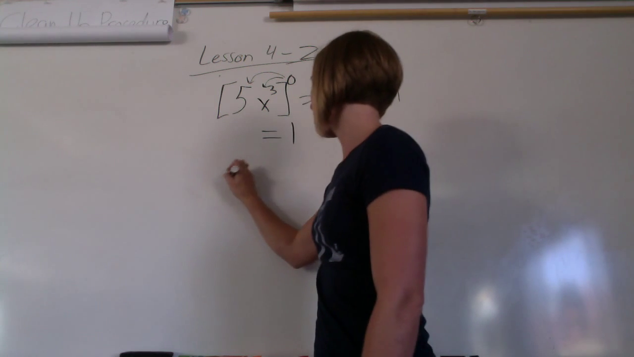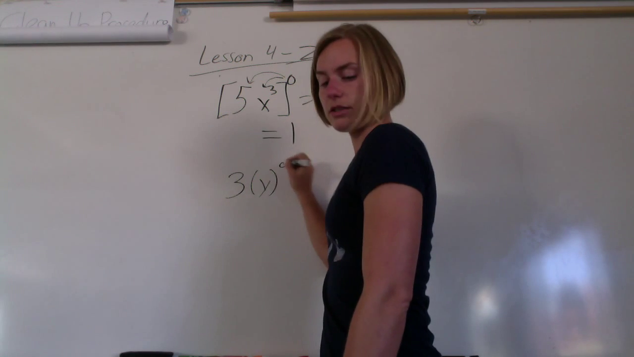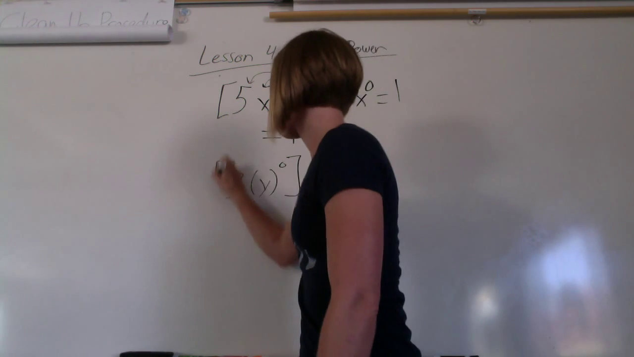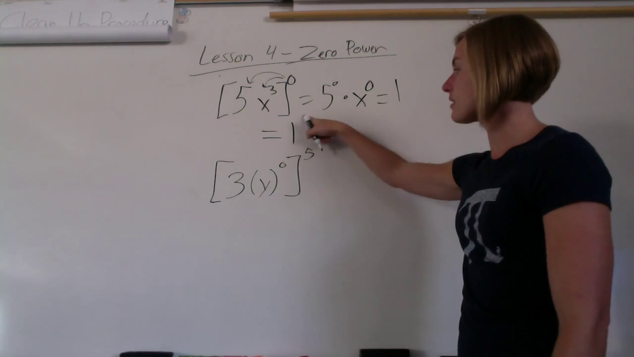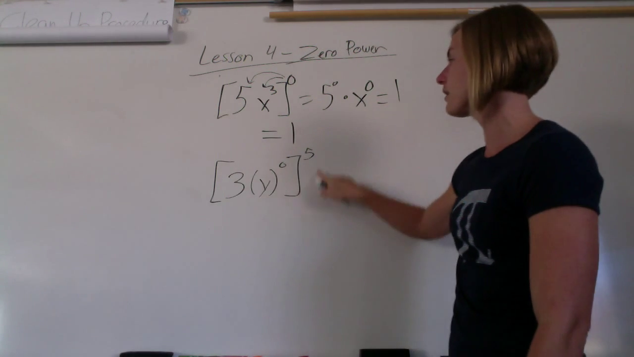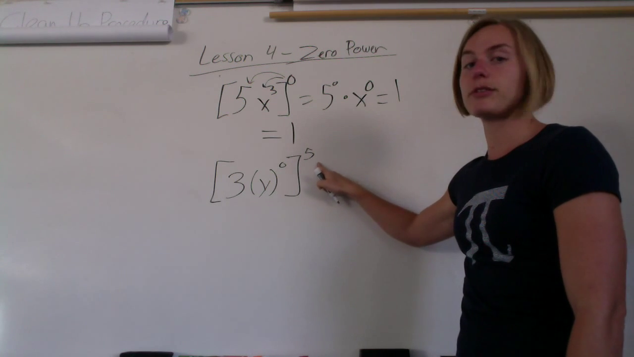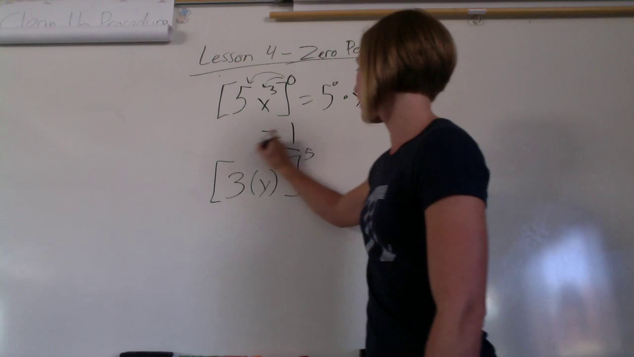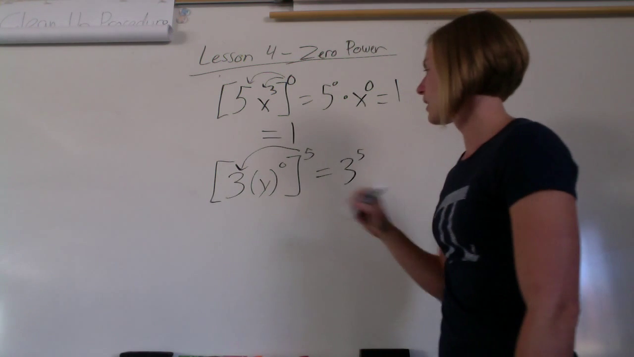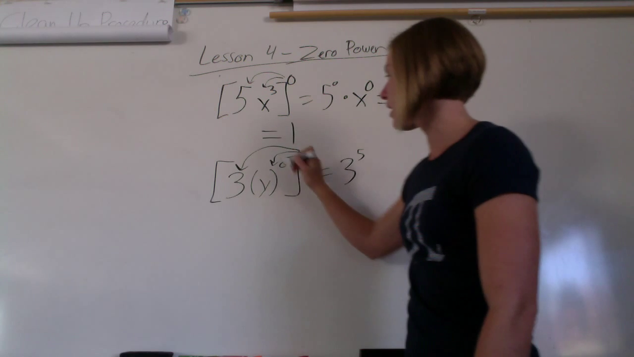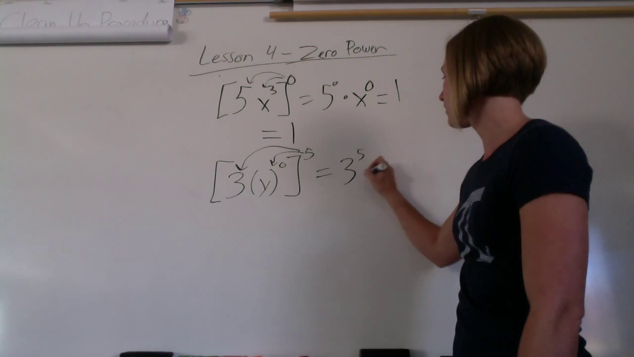Let's say we had 3 times y to the 0 power, and then that entire thing is to the 5th. Now this one's different than this one. We can't just say this entire thing is 1 because everything's raised to a 5th power. So we're going to have to distribute that 5. So let's distribute that 5 to the 3. So that's 3 to the 5th. Distribute the 5 to the y. So we have to do our power rule of 0 times 5.